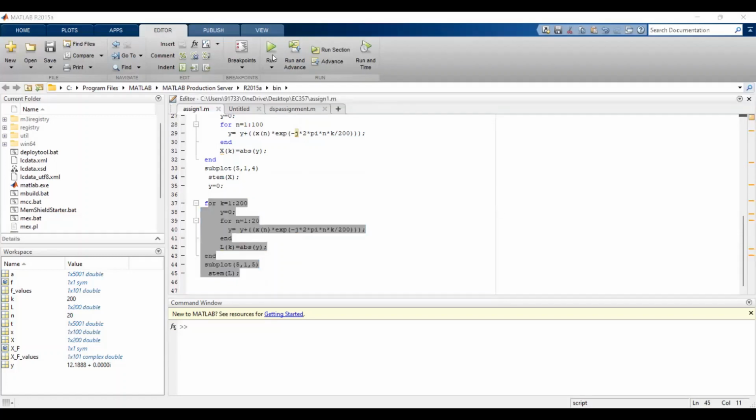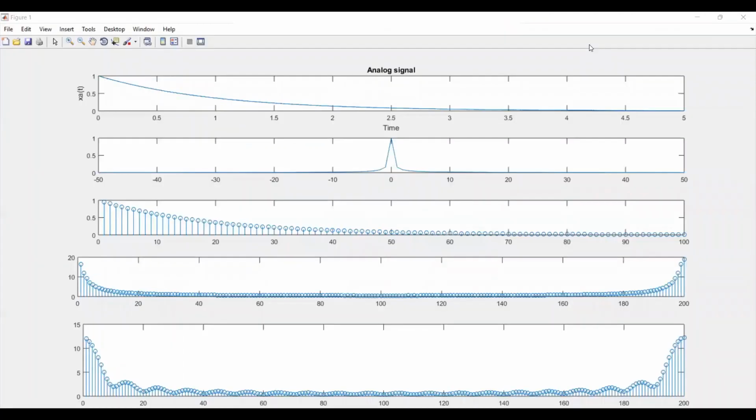Let us see this in detail. The first graph shows the exponential signal e^(-t). The second graph shows the magnitude spectrum. The third graph shows the sampled signal x(n). The fourth graph shows the spectra for 100 samples. The fifth graph shows the spectra for 20 samples. In this way, we can plot the graphs in MATLAB.